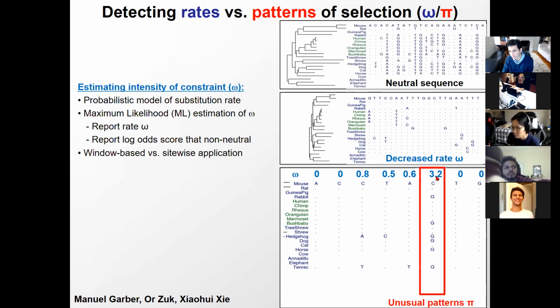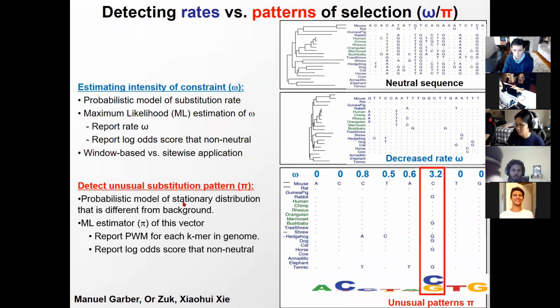So what does that tell us? Does that tell us that this nucleotide is evolving randomly? Is it neutral evolution? Well, no, it's not quite neutral. It is constrained to be either a C or a G. Half the species have a C, half the species have a G. So instead of basically studying a rate, which here would be very high, suggesting that that nucleotide is evolving neutrally, we can instead detect unusual patterns of substitution.